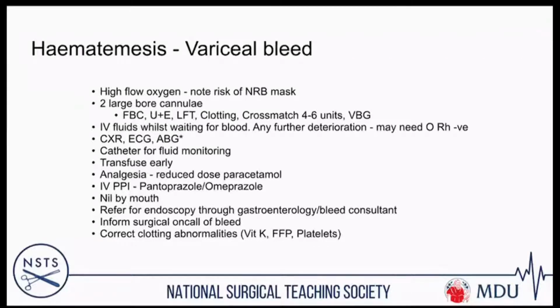Similarly, once you try to get him a bit more stable, try and focus on the causes. An IV proton pump inhibitor, pantoprazole, omeprazole. In the first instance, don't give him anything to eat, because he's probably going to have to go to theatre if they're unable to stop it with an endoscope, and we'll talk about that a bit later. But let endoscopy know as soon as you think that he's got an upper GI bleed.